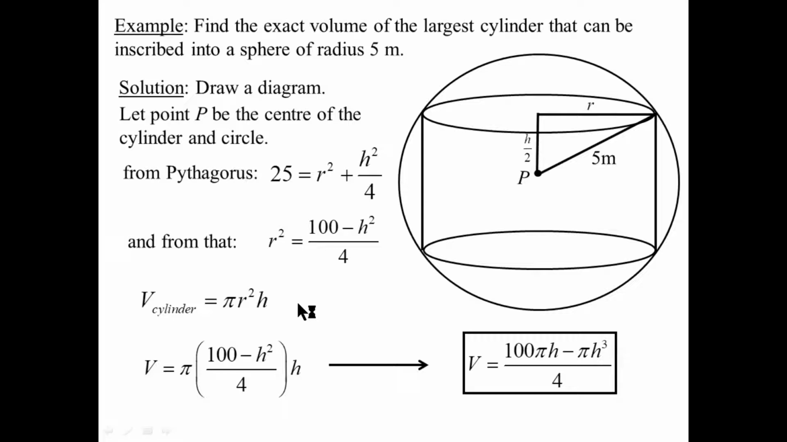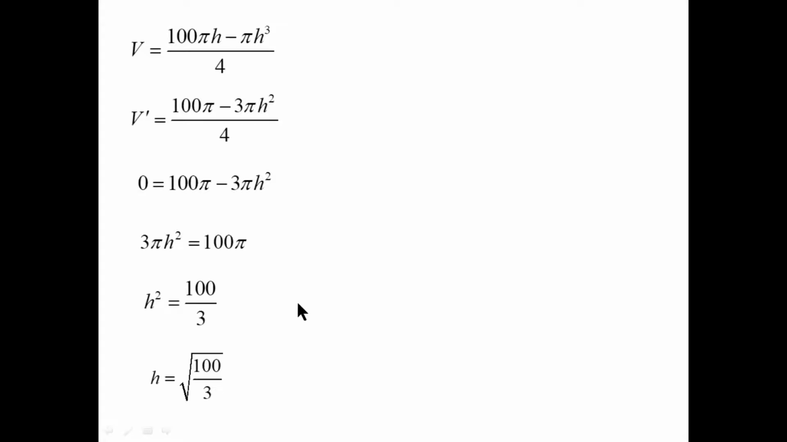From here on out, it's just the technical work. Priming. Since it's over 4, we can just leave it over 4 and differentiate the numerator. Setting it equal to 0 means just the numerator equals 0. And we've got to solve this for h, so we can drag the term that has the h squared, divide by 3 pi, take the square root of both sides, and we have found h, the height of the cylinder that maximizes volume.